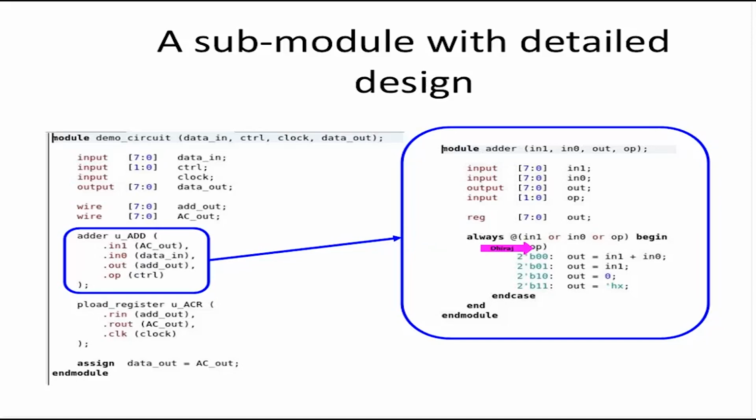In one case, out gets the addition of two inputs. For the case of 0 1, out gets one input. For the case of 1 0, out gets 0, and so on.